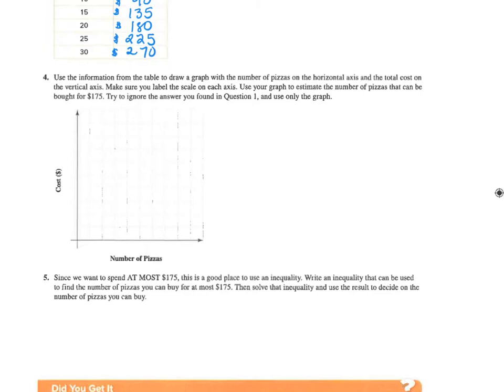Okay, my input goes up to 30. Let's see what we have. 1, 2, 3, 4, 5, 6, 7, 8, 9, 10. So 30 divided by 10, let's go up by 5. That sounds like a good idea. So 5, 10, 15, 20, 25, 30. It's not a great scale, but it's all right.